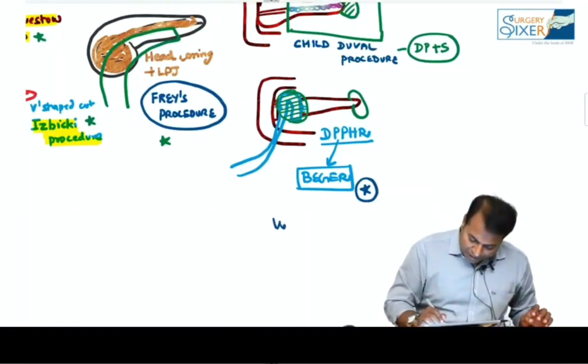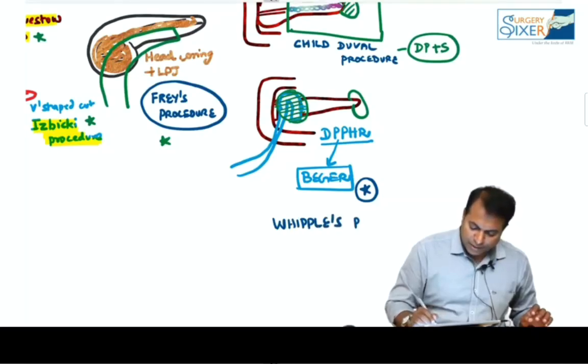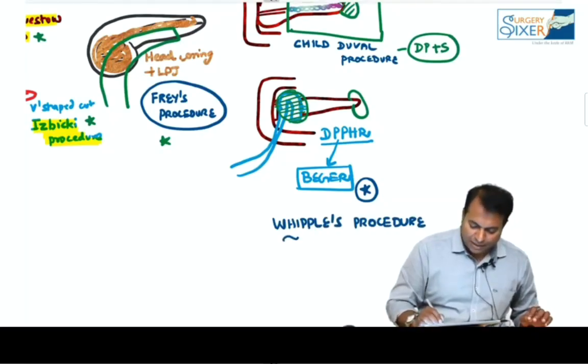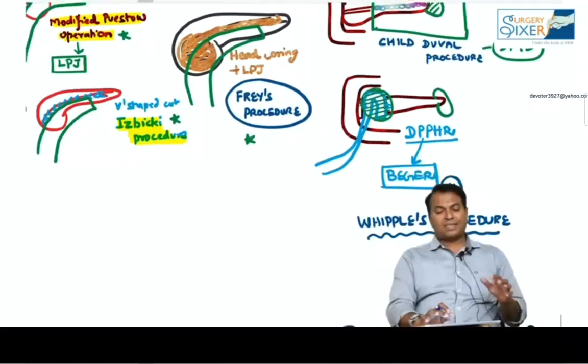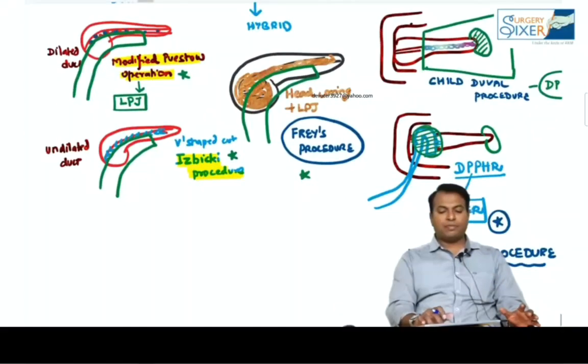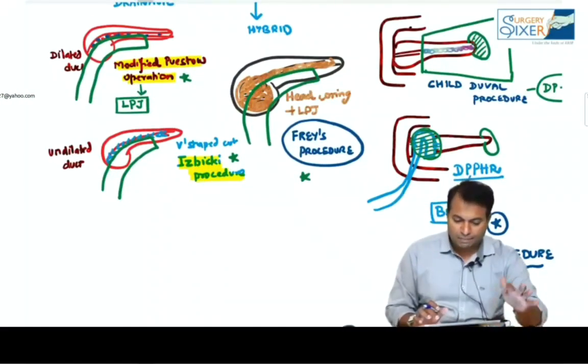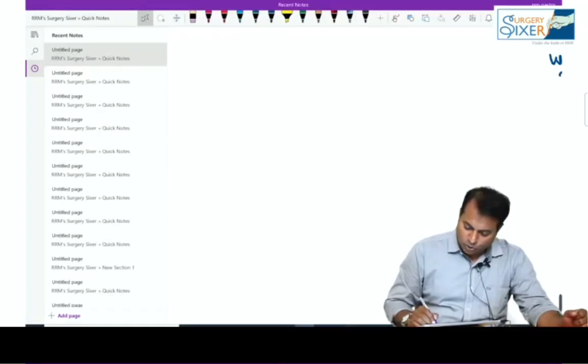We can also do Whipple's. Sometimes we also advise Whipple's procedure as resection, but nowadays it is not done. Just for completion, I'm telling you, Whipple's is an olden days procedure for chronic pancreatitis. Now it is done only for malignancy. So remember, for the exam, the names of the procedures. For your exam, I expect you to remember the names alone. That's enough. Let me show you the PowerPoint now.